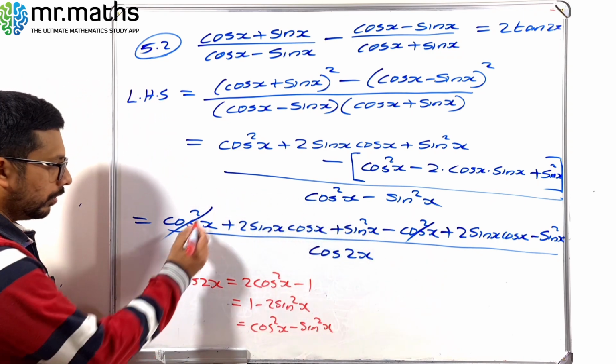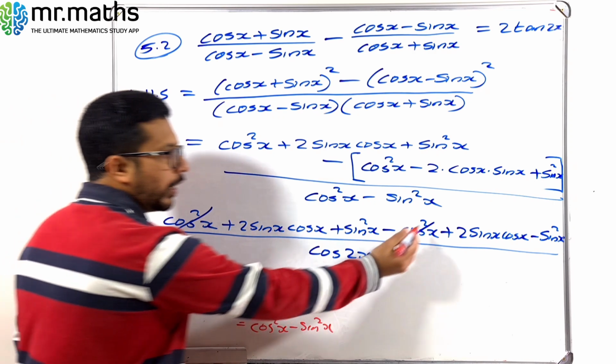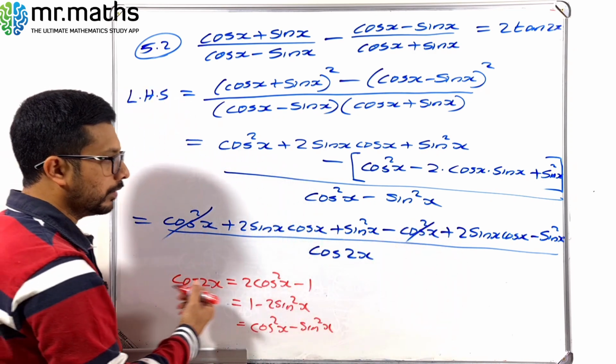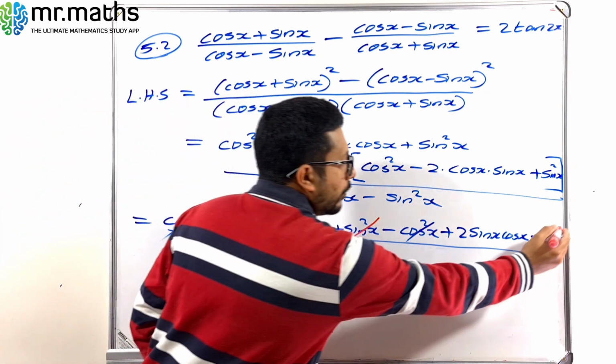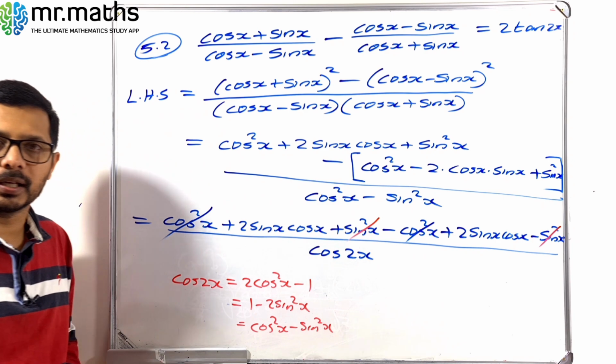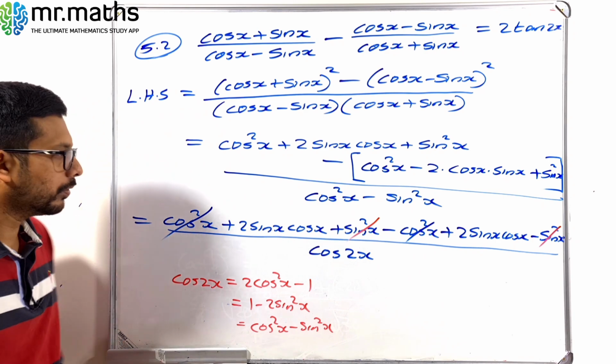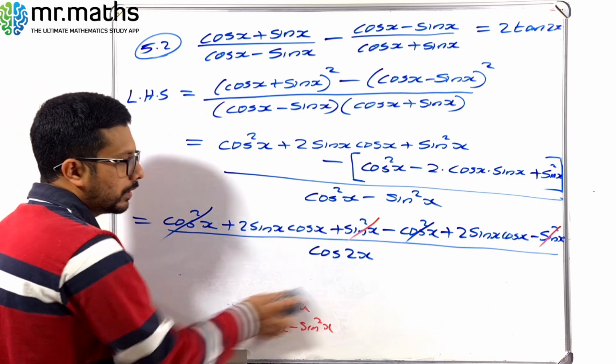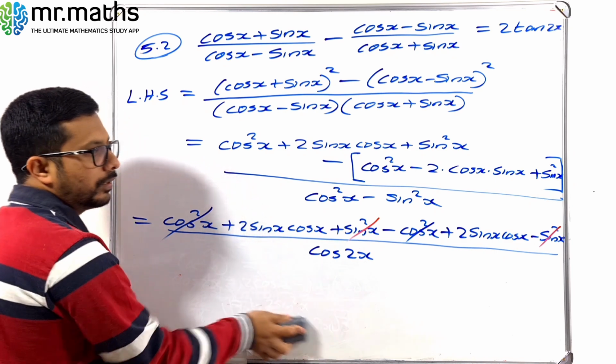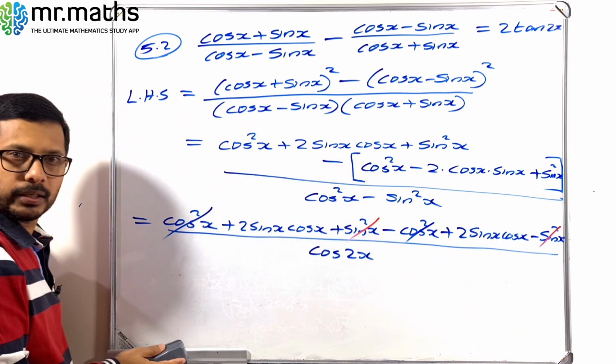Now cos squared x minus cos squared x you can cancel, then sin squared x minus sin squared x you can cancel. So what is remaining now? 2 sin x cos x and 2 sin x cos x, am I right?